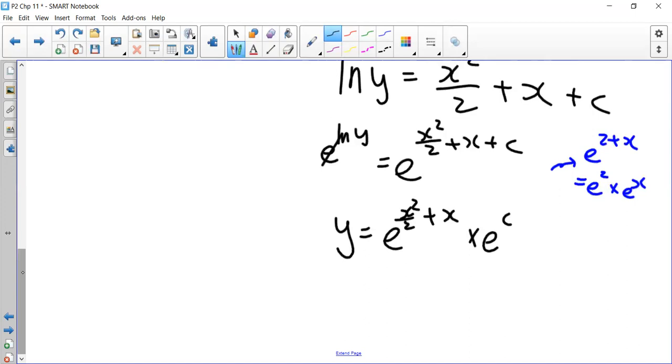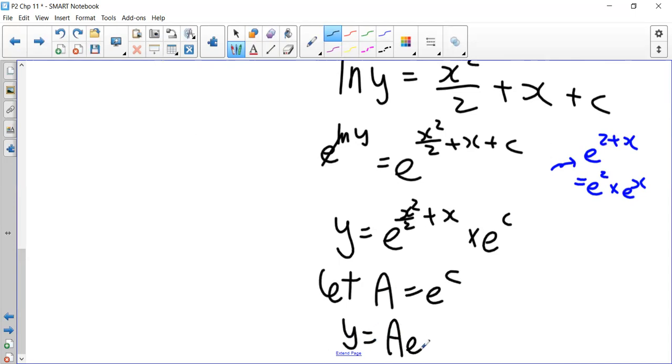So we can let another variable, capital A we usually use, equal e to the power of c. So we can rewrite y equals A e to the power of x squared over 2 plus x, which is a lot neater than the one you had in here.